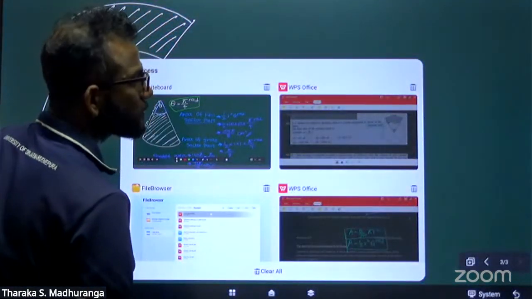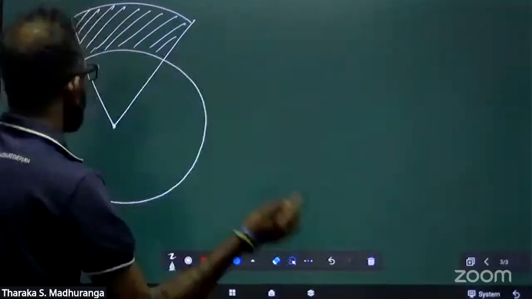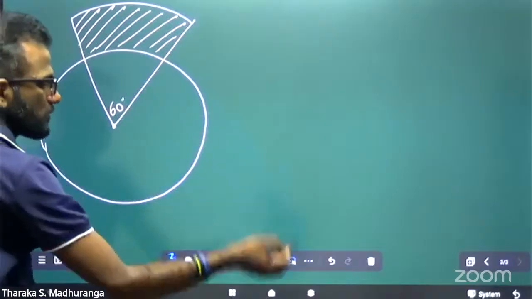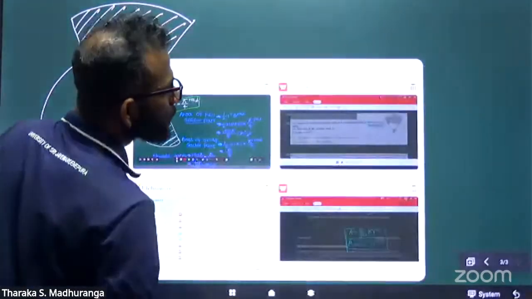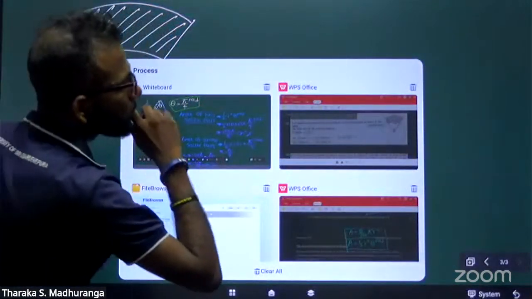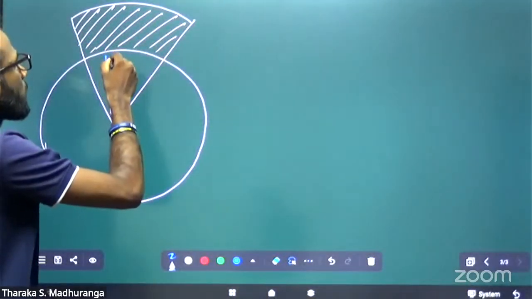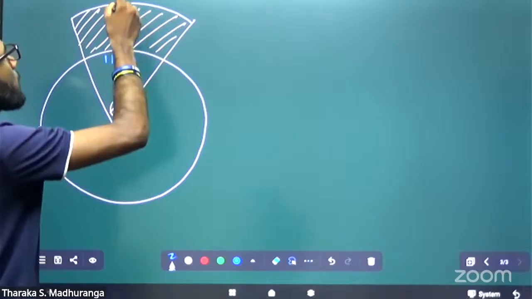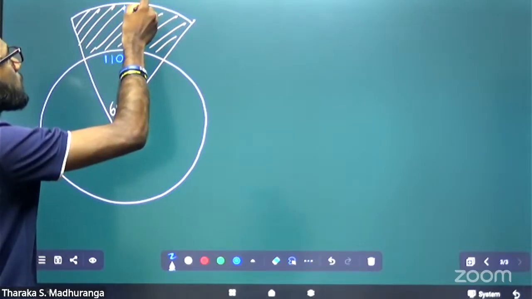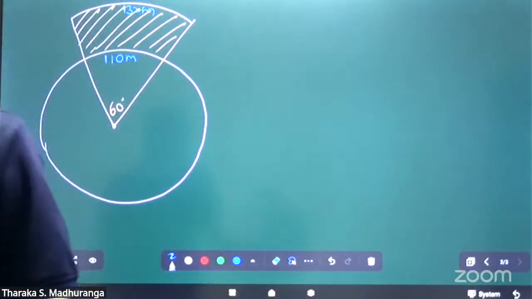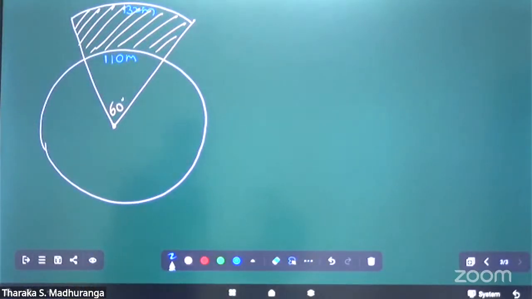Two arc lengths are given. The angle is 60 degrees, and the arc lengths are 110 meters and 132 meters.